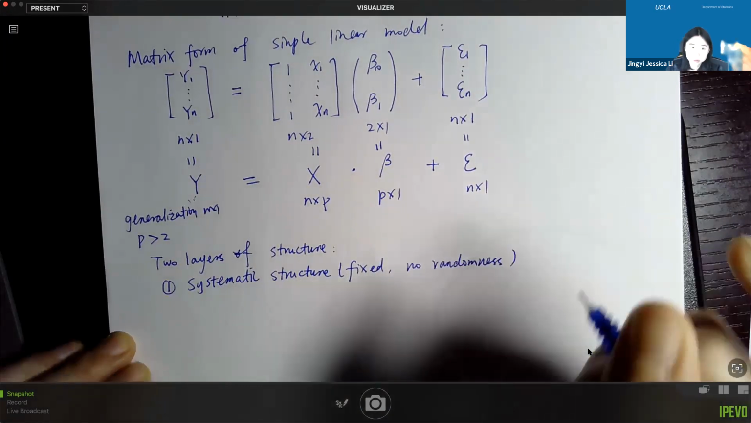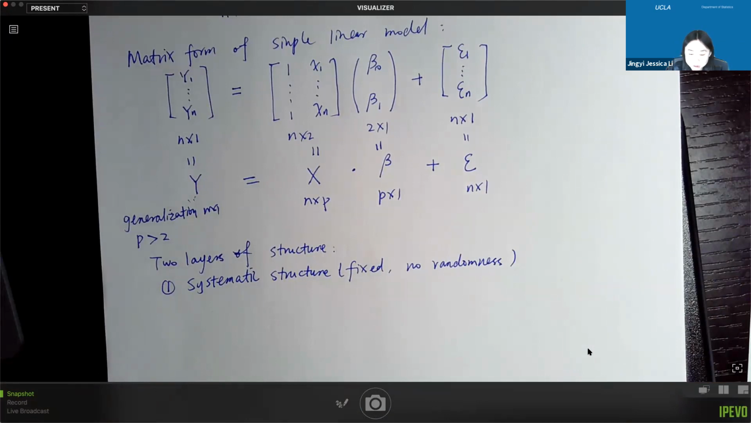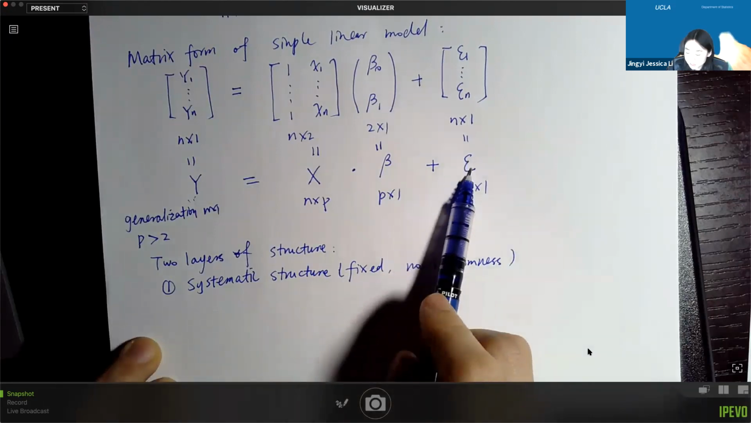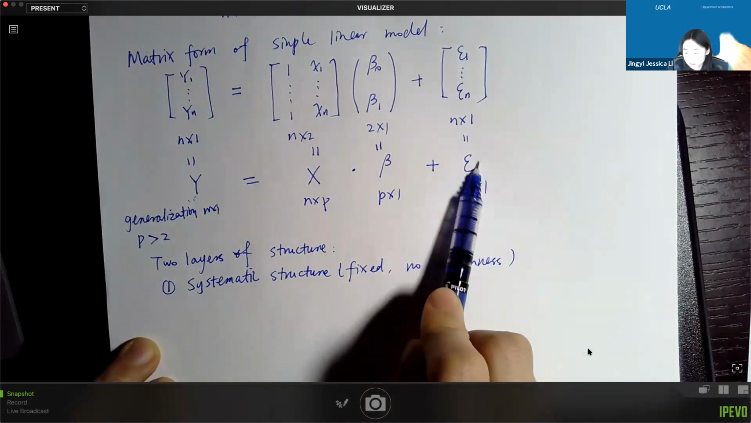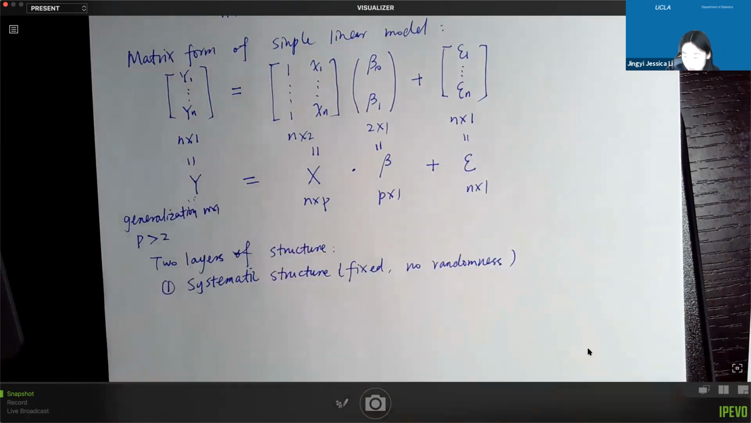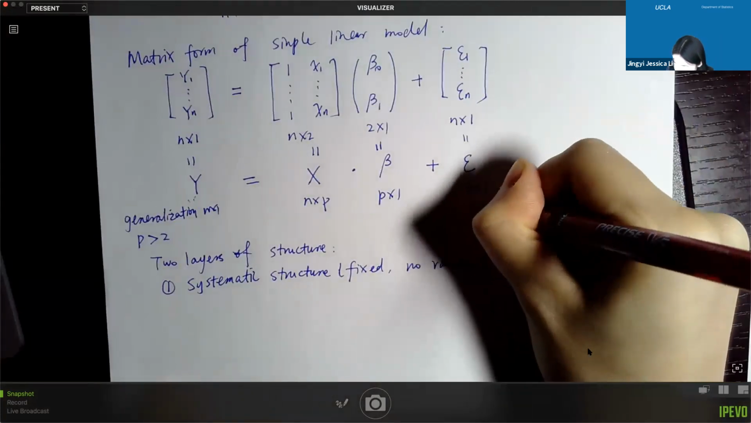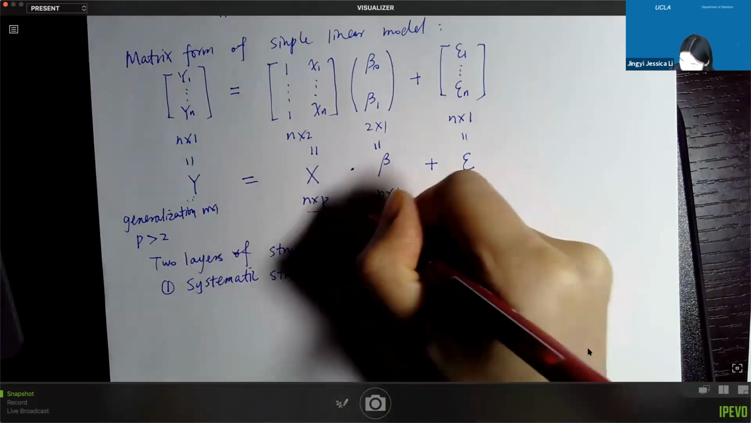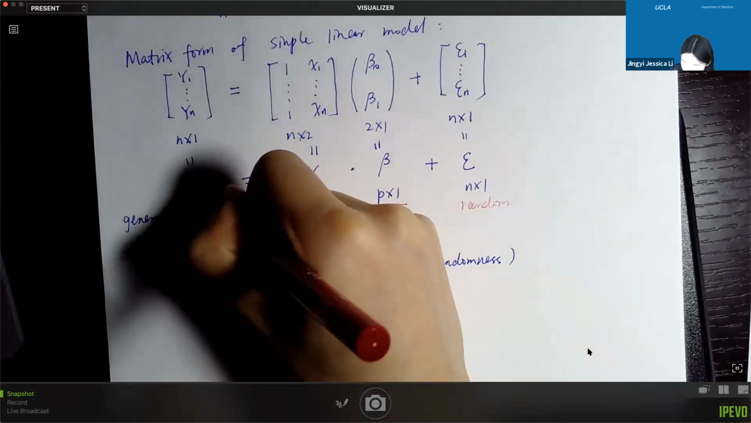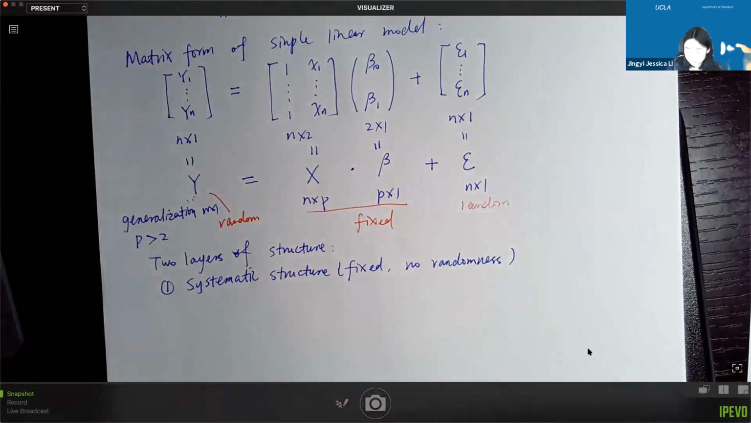And by the way, throughout this course, one core thing I want you to keep in mind or remind yourself is, where is the randomness? When we write down a model, this is the first thing you want to look at. Where is the randomness? What is the random variable? In this model, the randomness comes from epsilon. This is the random vector. So this is random. This is fixed. This is random. Okay, so then the systematic structure is only about the fixed part.